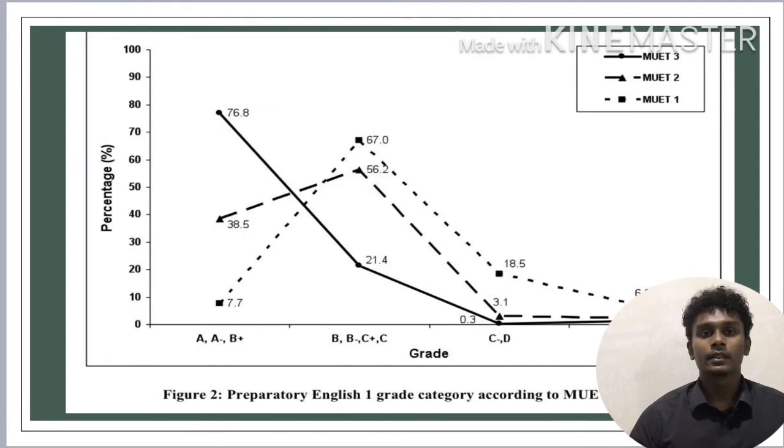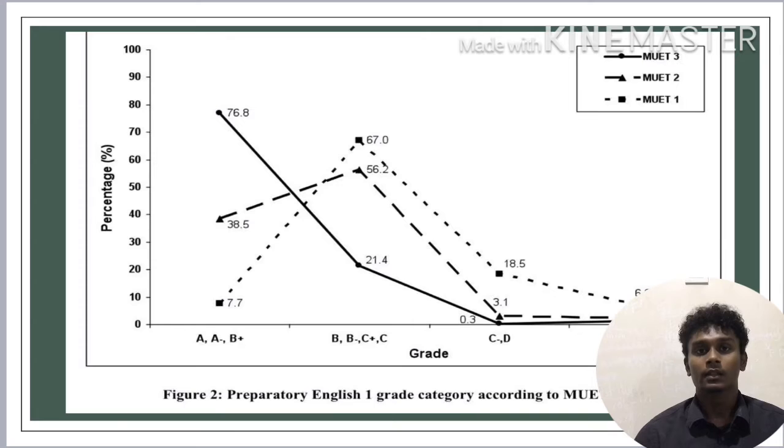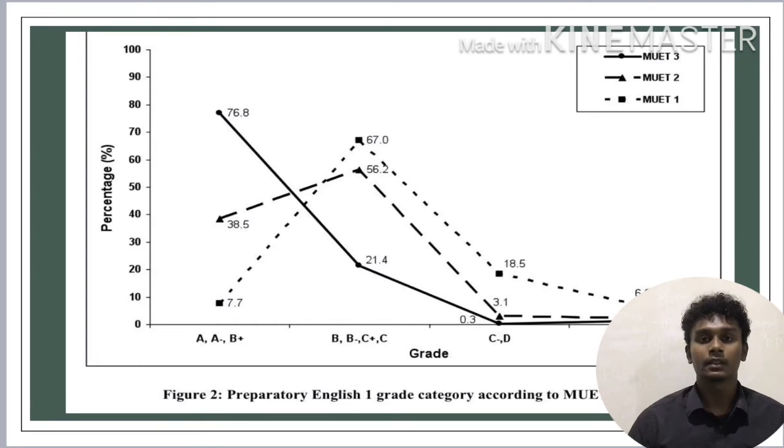The line graph illustrates the grades obtained by undergraduates in Preparatory English 1 grade category according to the 3 MUET bands. As for MUET band 1, 7.7% of undergraduates obtained good grades in this particular test. The graph then increased drastically to 67% for students obtaining an average passing mark in their MUET band 1. However, the graph decreased dramatically, showing a decrease in students obtaining a weak result. And finally, the graph experienced a considerable decrease for students obtaining failure in this test.